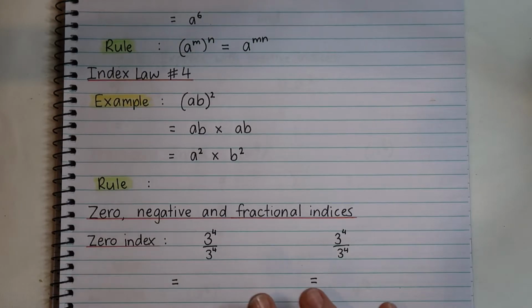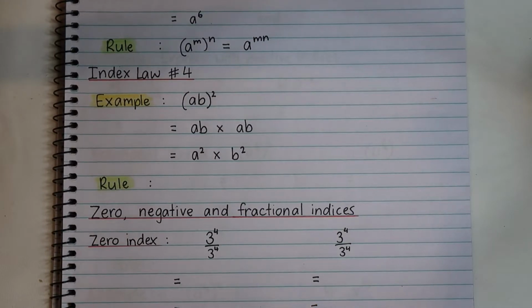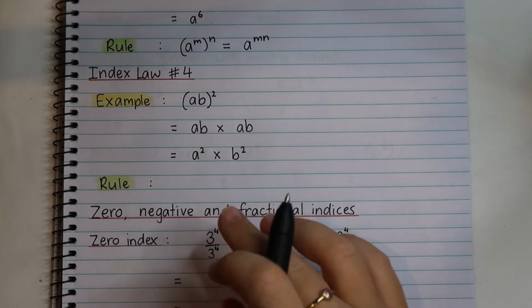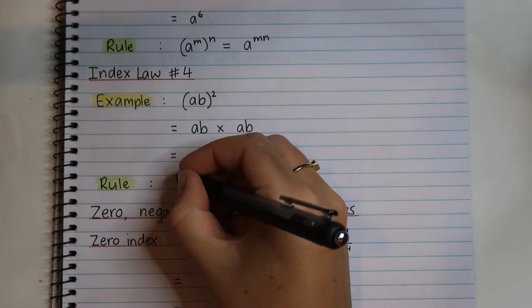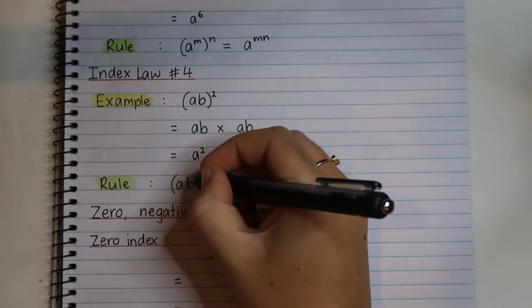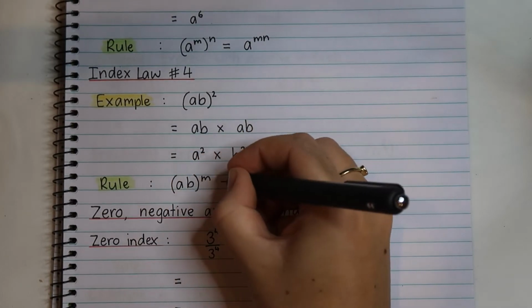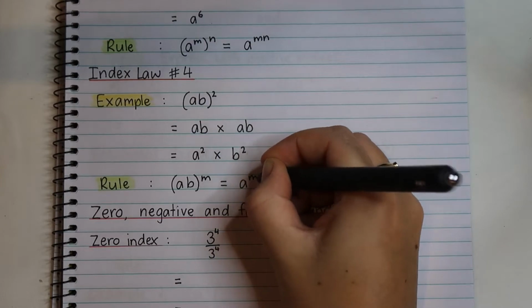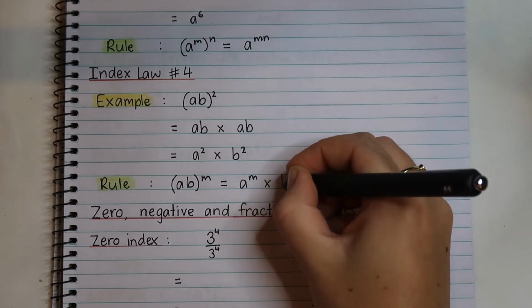So instead of writing it out each time, what we can do is raise each number inside the brackets to the power of that outside the brackets. So writing that as a general rule, if we have (ab) to the power of m, that's just going to be a to the power of m multiplied by b to the power of m.